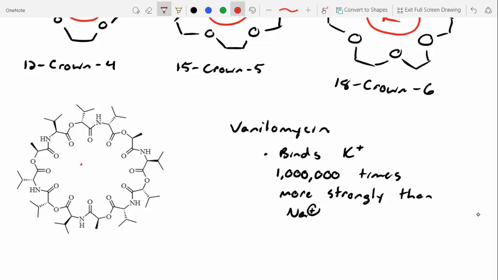And in this case, the potassium fits right in this pocket. So it's another example of host-guest chemistry, this time not with the oxygens on ethers, but the oxygens on amides and esters. But either way, it shows a similar host-guest chemistry relationship to the crown ethers. And in this case, valinomycin is one of the most potent antibiotics available to us.